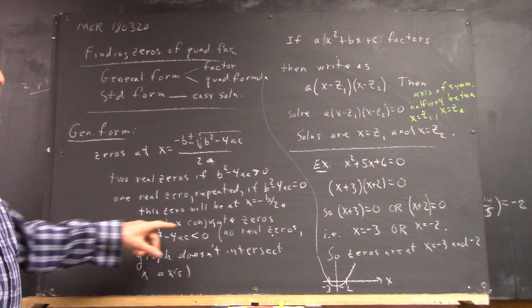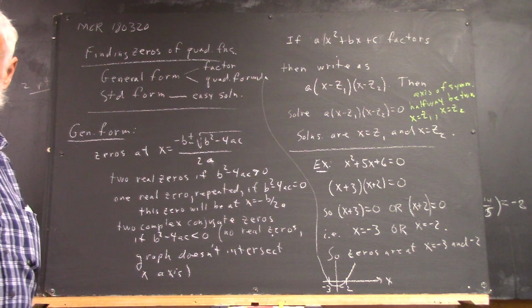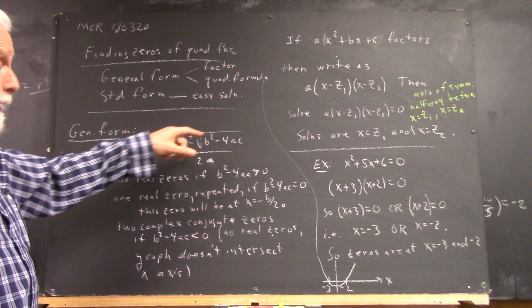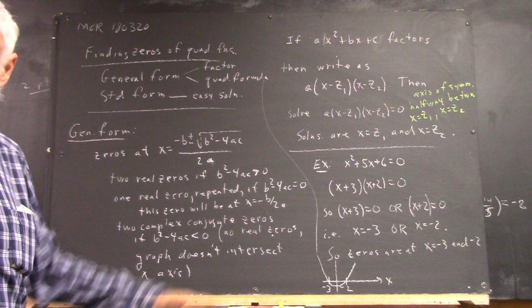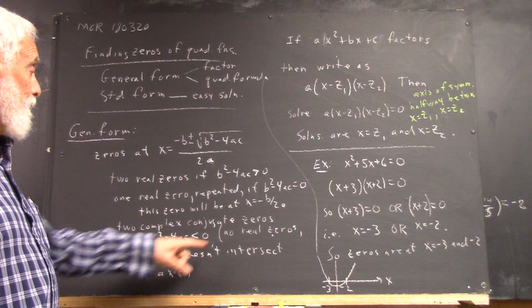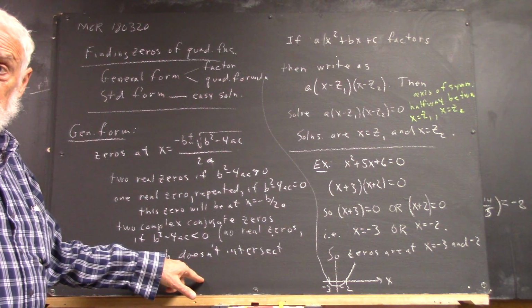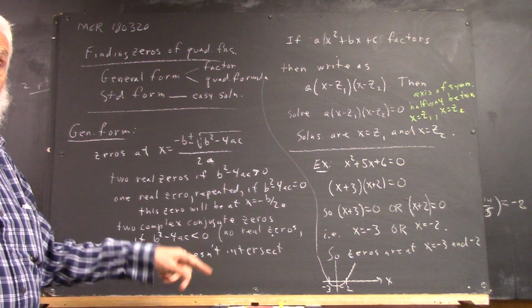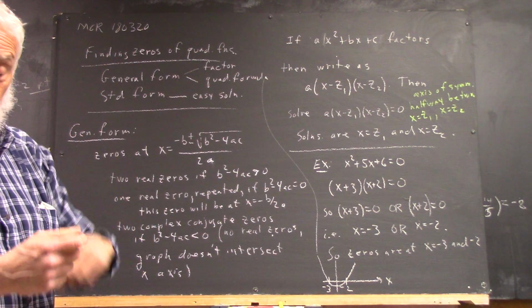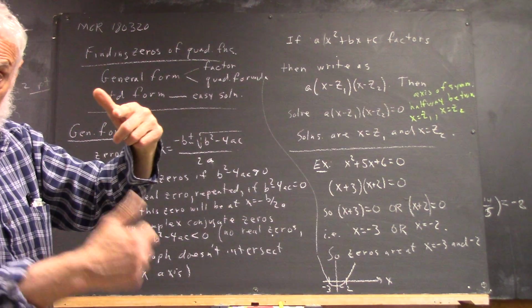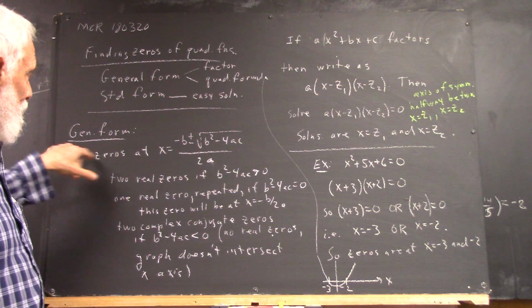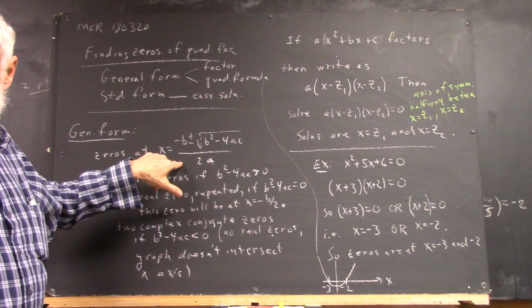So anyhow, you get two complex conjugate zeros, like negative b plus something times i, negative b minus something times i, over 2a, right? And in that case, the graph doesn't intersect the x-axis. The graph is either totally above the x-axis, opening upward, or opening downward and totally below the x-axis. Okay, well, that's what you get from the quadratic formula.